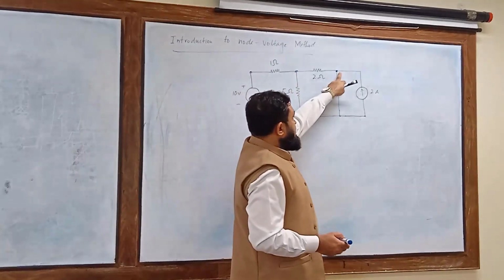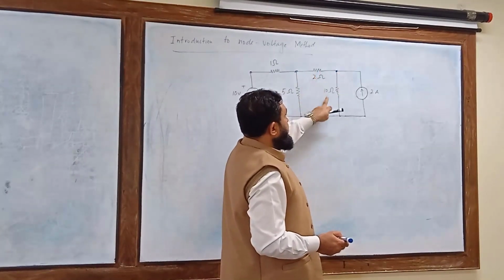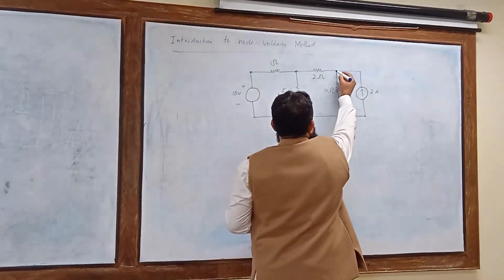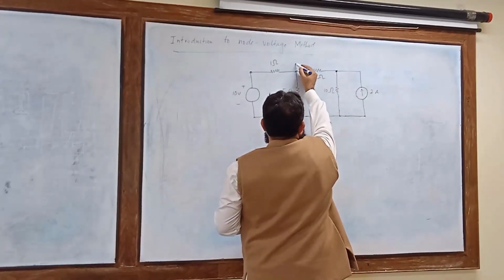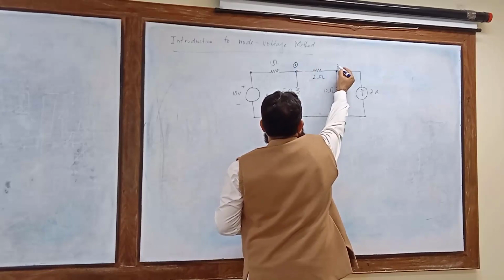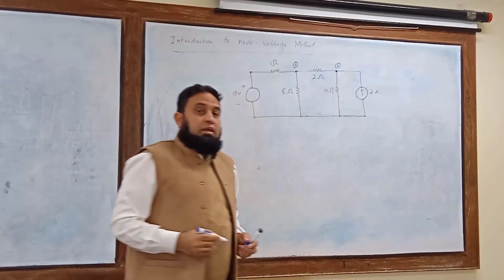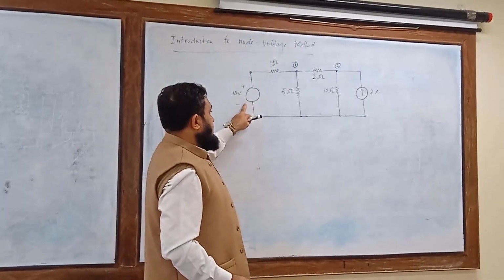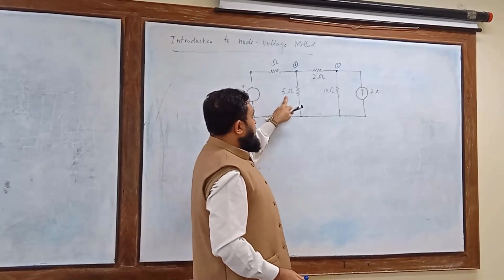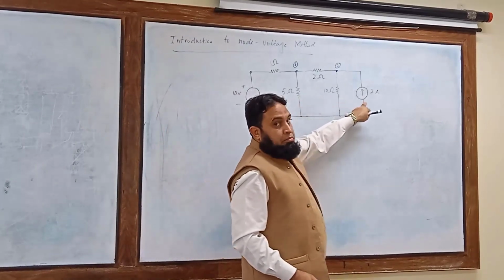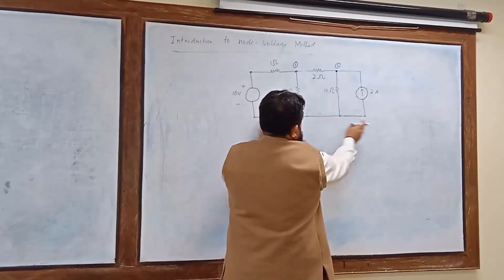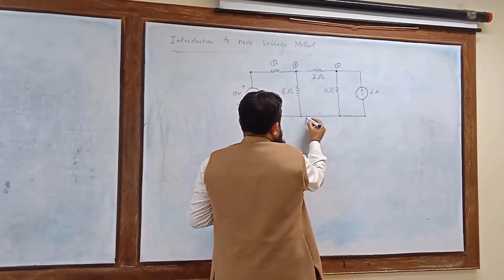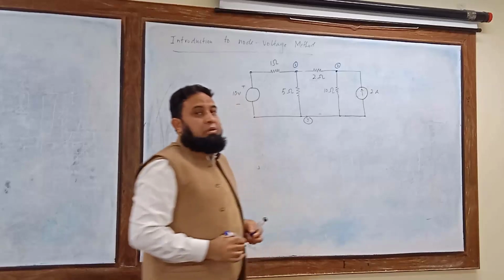Look at this node. Again, 3 circuit elements, 2 ohm resistance, 10 ohm resistance, and 2 ampere source are joining. So this is also an essential node, essential node 2. So I simply mark it node 2. Now look at this node at the bottom. We have more circuit elements joining: this voltage source, 5 ohm resistance, 10 ohm resistance, and 2 ampere source. All these are joined at one common point, so we can call this node number 3.